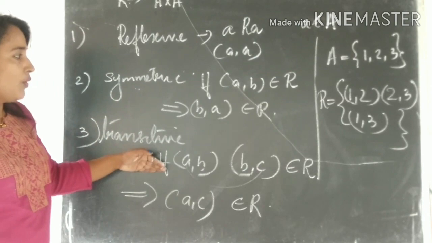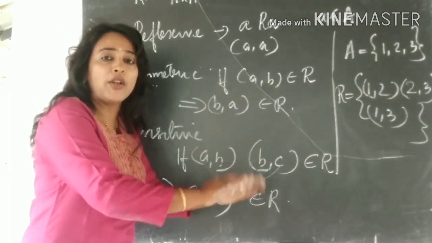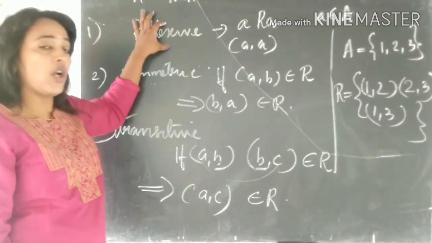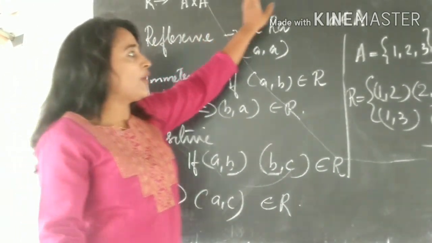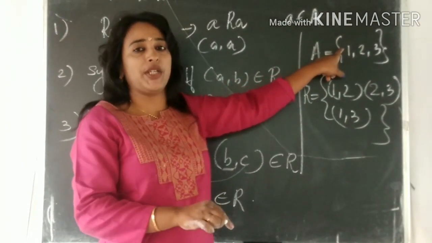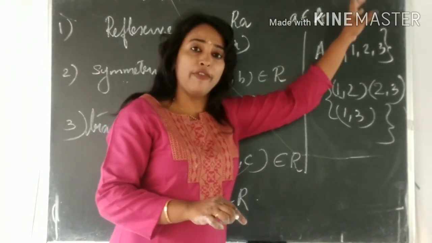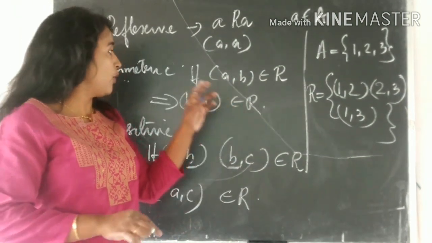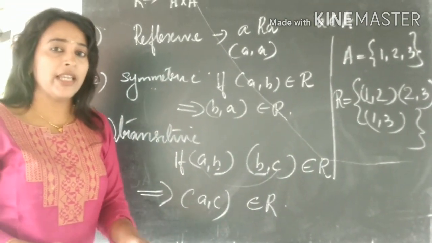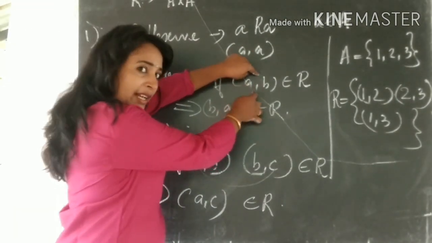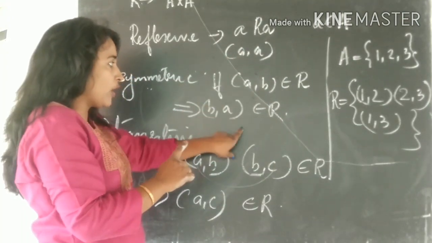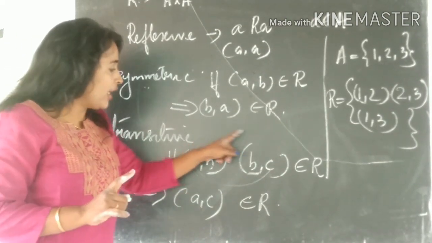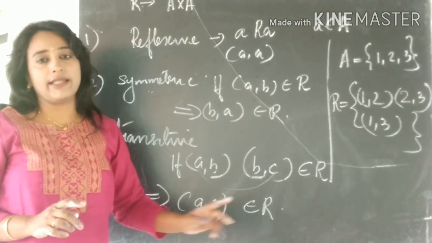So for the last two, if it is present, then only you have to move to the next one. But for reflexive it is not like that. For each and every element of A, there should be a relation. If the set is 1, 2, 3, 4, then (1, 1), (2, 2), (3, 3), (4, 4) must be there. But for symmetric and transitive, it's not like that. If the ordered pairs are there in the relation, then only you should check for (b, a). Here, if both of them are there in this relation, then only you can check for (a, c).